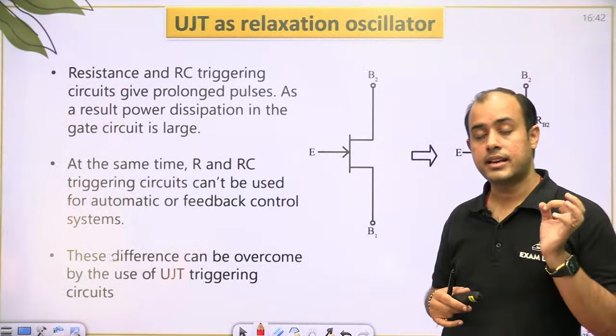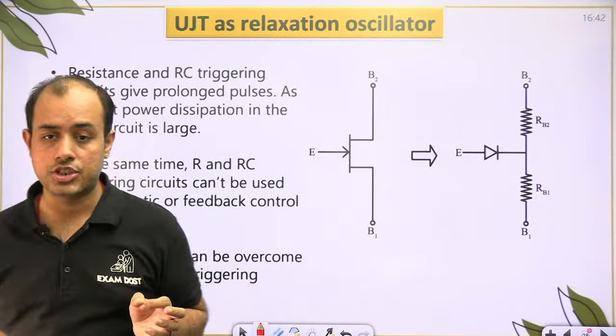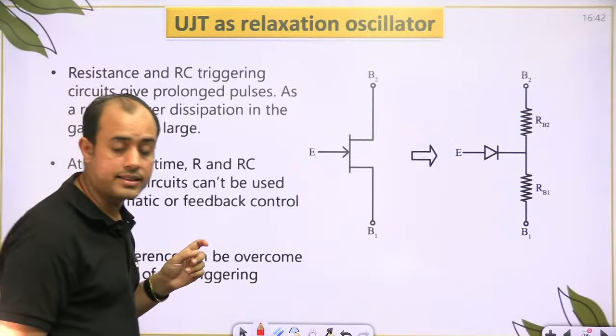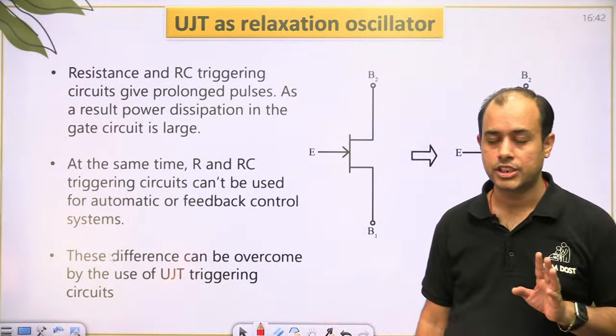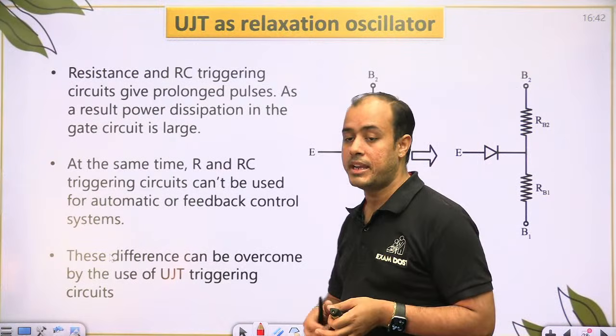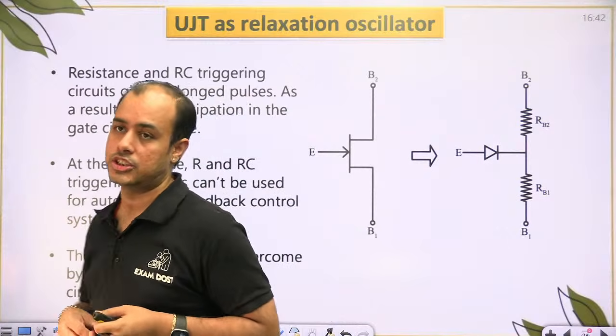The third triggering method is using a UJT, which is a uni-junction transistor. It is a transistor which has only one PN junction. That is why uni-junction, एक ऐसा ट्रांजिस्टर जिसमें एकमात्र PN junction होता है, उसे कहते हैं uni-junction.